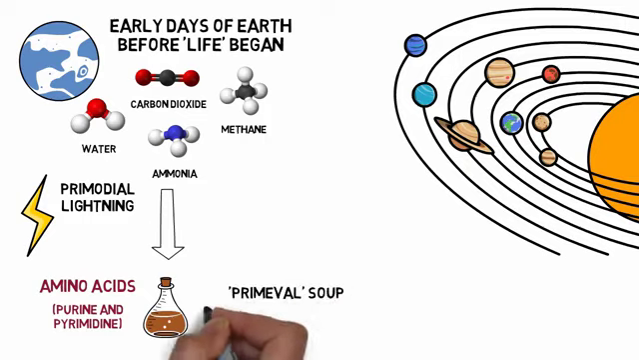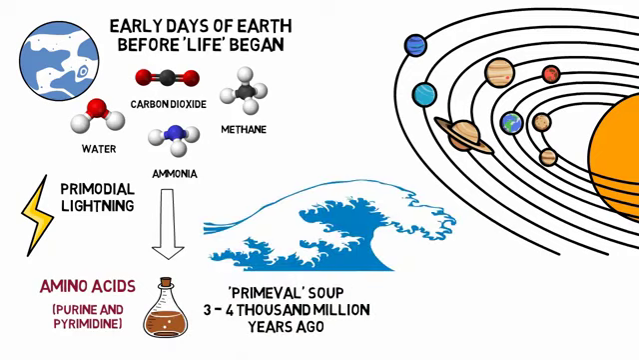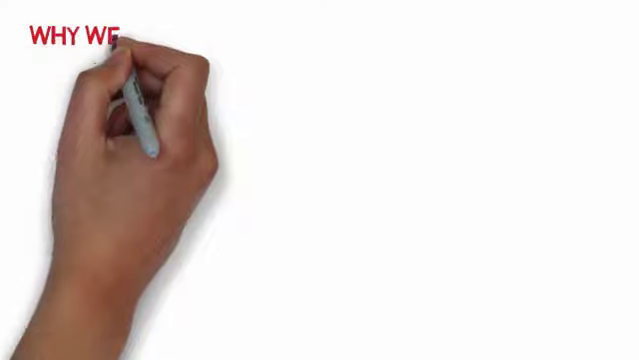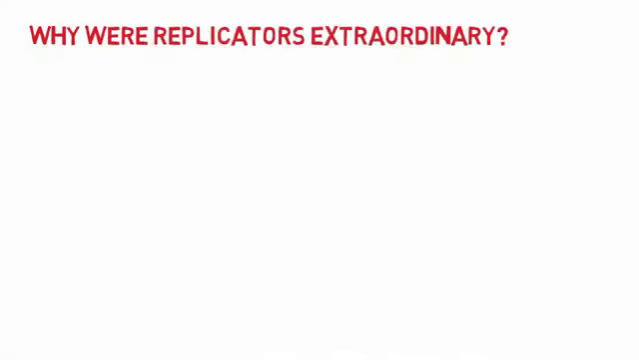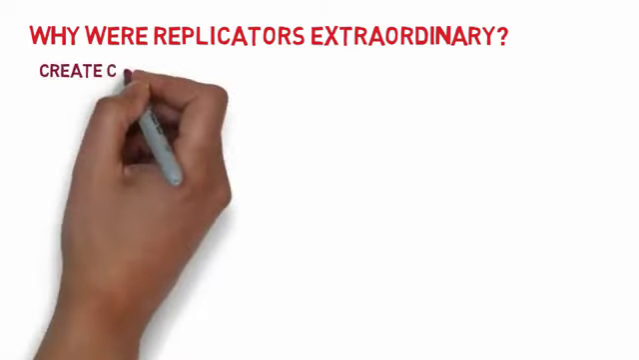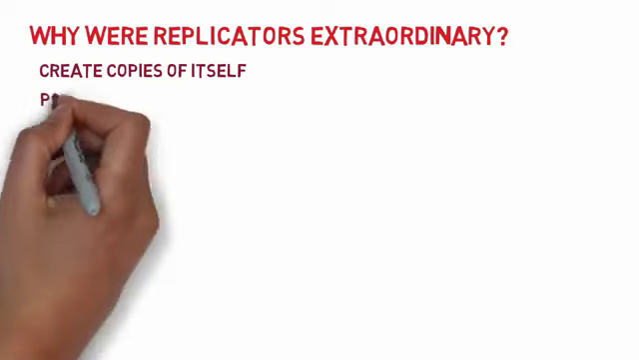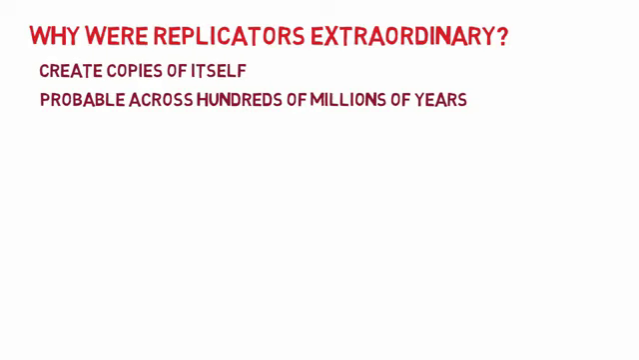This primeval soup would have been made around 3 to 4,000 million years ago, floating in the seas, and formed large molecules. At some point, a special molecule called a replicator would have been formed by accident. Dawkins states that this replicator molecule was extraordinary not because of its size or complexity, but because it could create copies of itself. The likelihood of this happening was very improbable, of course, if we consider the lifetime of human beings, but becomes more probable if we consider this across hundreds of millions of years.